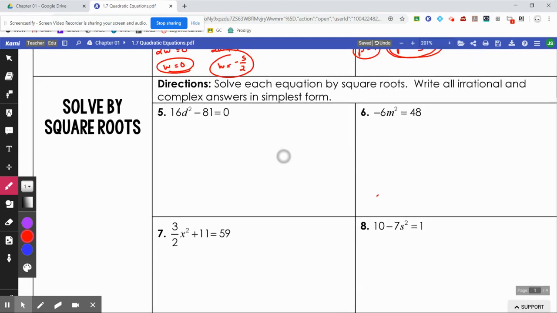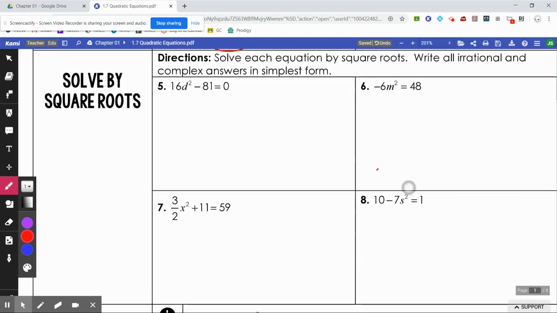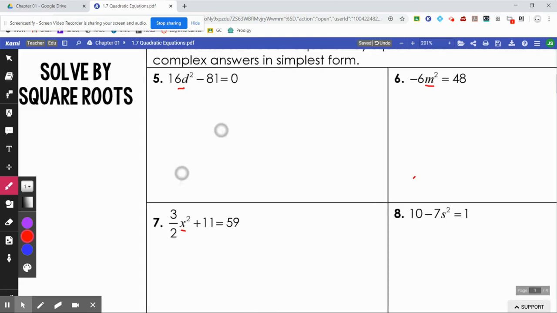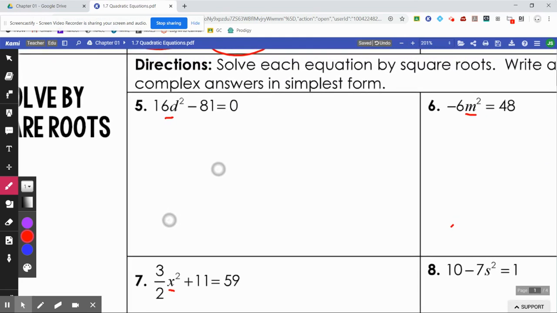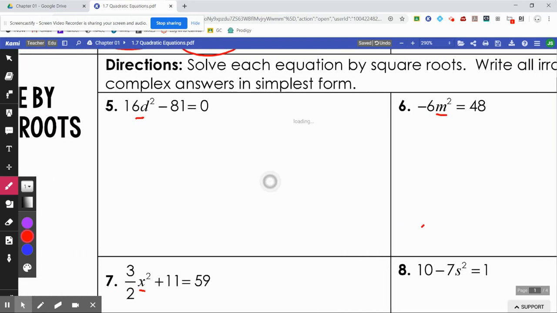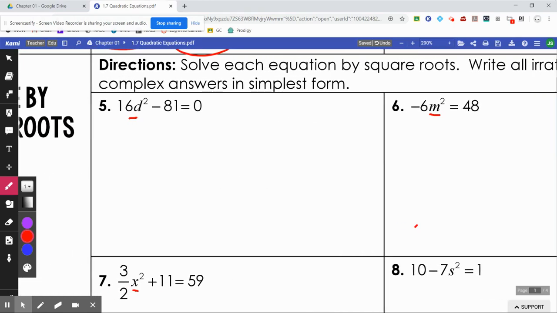Now, anytime you're missing your b term, notice that there's a d squared but no d. There's an m squared but no m. There's an x squared but no x. This is going to be the easiest way for these types of equations. It says solve each by taking the square root. Write all irrational and complex answers in simplest form. So here's what you do. Just get d squared by itself. Move the 81 over.